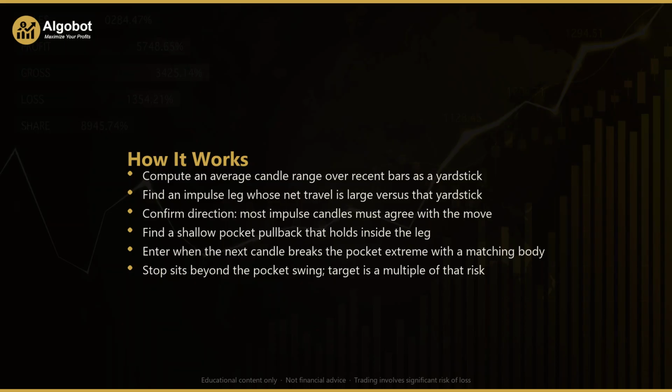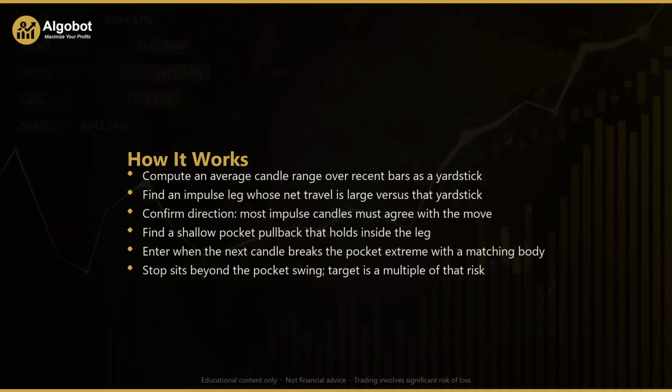Second, it hunts for an impulse leg. This is a run of candles, by default 4 of them, that have traveled a long way. The net distance from the start of the leg to the end must be at least 2.5 times that average range. On top of that, the candles must mostly agree in direction. At least 60% of them have to close in the direction of the move. This filters out choppy, indecisive runs and keeps only clean, forceful pushes.